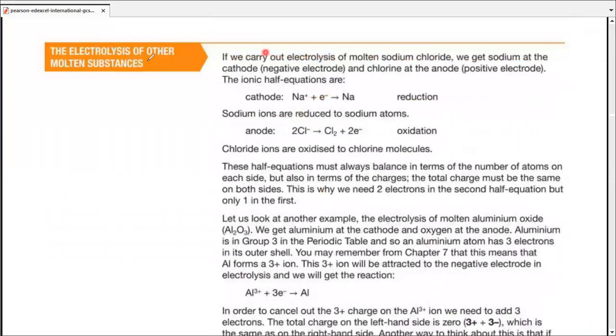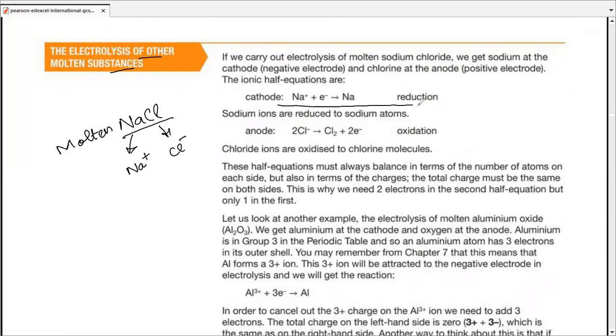Let's say the next example we have is of NaCl. We're going to use molten NaCl. So it would be distributed into Na positive ions and Cl negative ions. So at cathode, Na positive ions gain the electron to become sodium, reduction. At anode, the chloride ions would be converted into chlorine molecules after the loss of electron, oxidation.